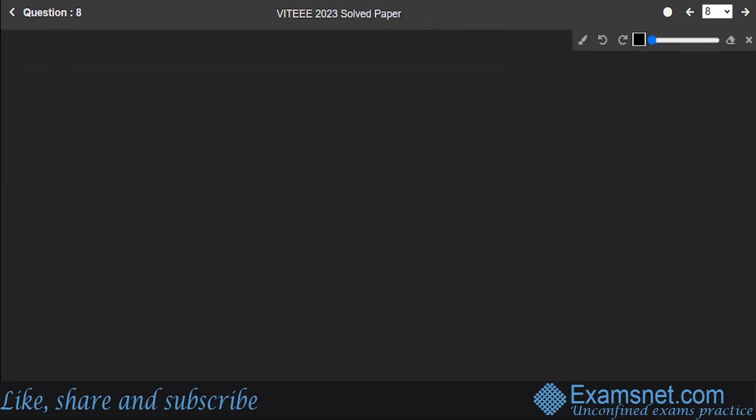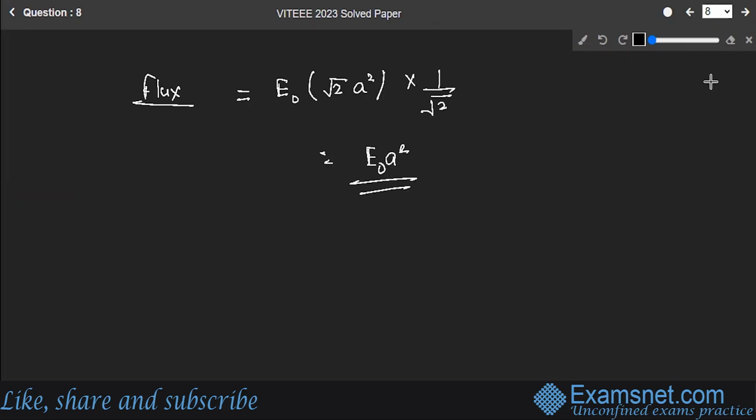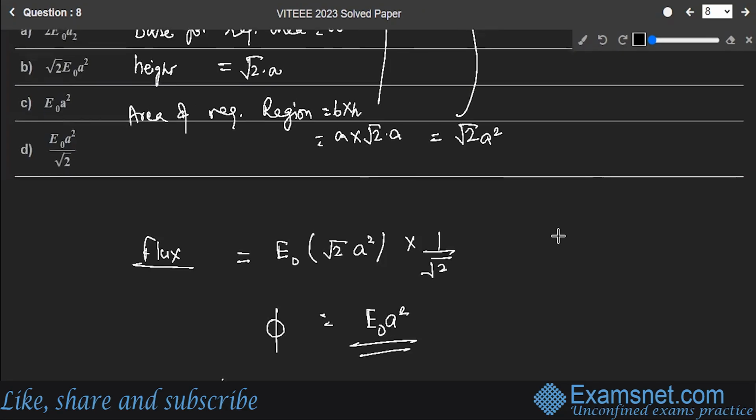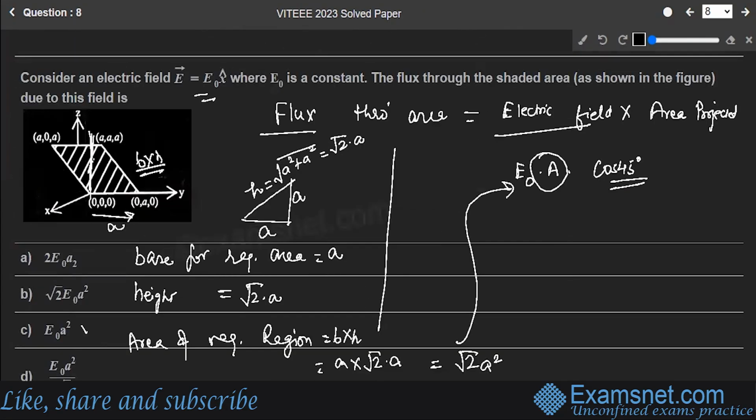Let's fill in this equation. Flux is given by E naught into area, which is root 2 A square, multiplied by cos 45, which is 1 upon root 2. So this is equal to E naught A square. This is the answer to the question. Flux is given by E naught A square, and you have option C as the correct answer. Hope you understood this. Let's move to the next question, number 9.